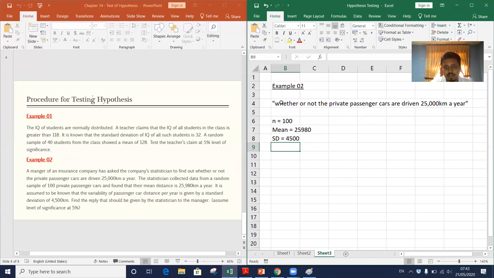We need to find whether or not the private passenger cars are driven 25,000 kilometers a year. So that should be our conclusion. That is what we need to find. The level of significance is given as 5%. These are the information given.